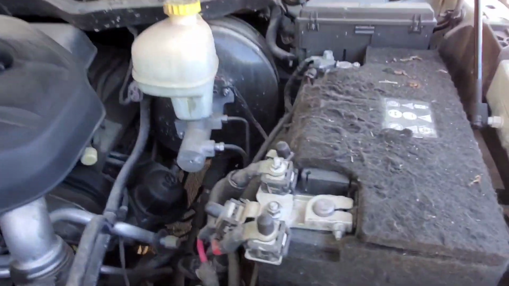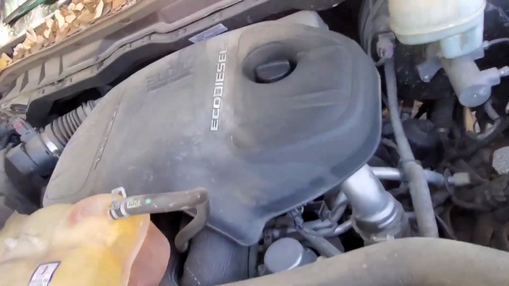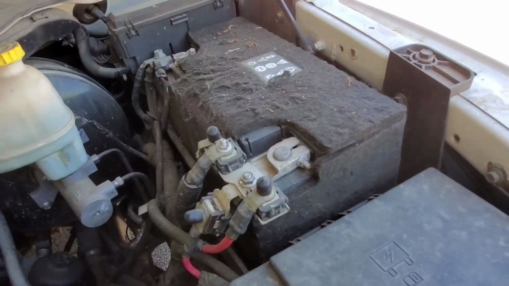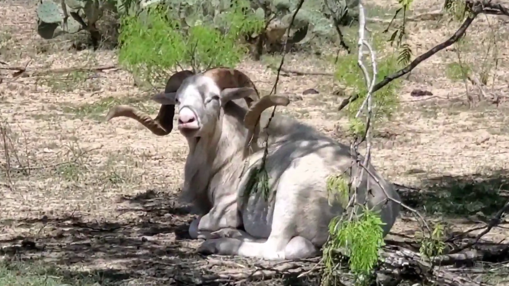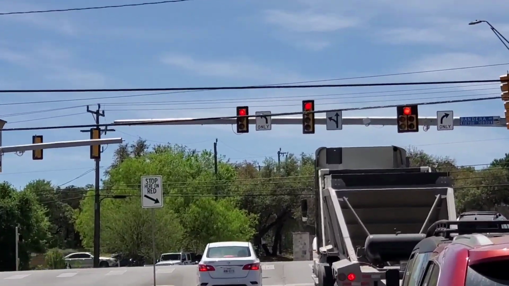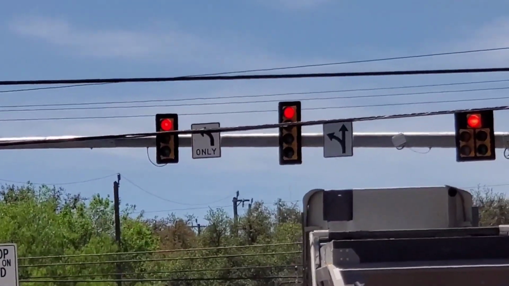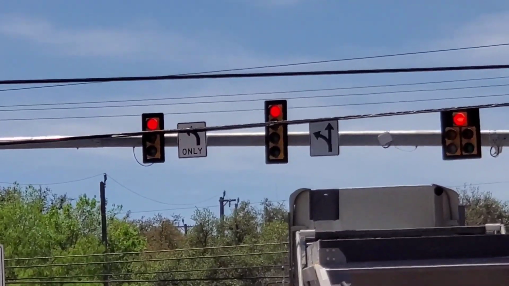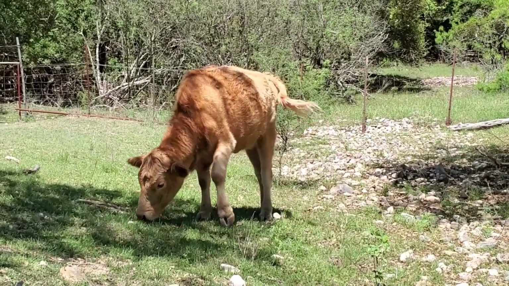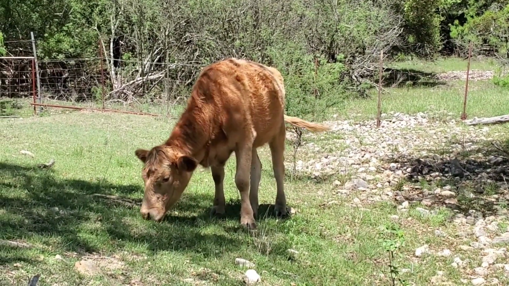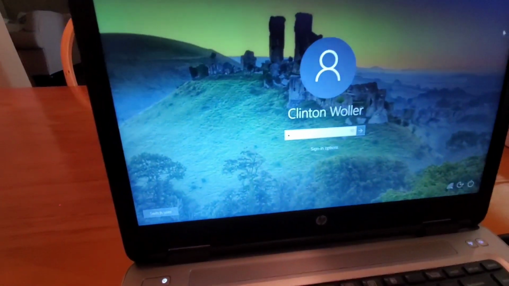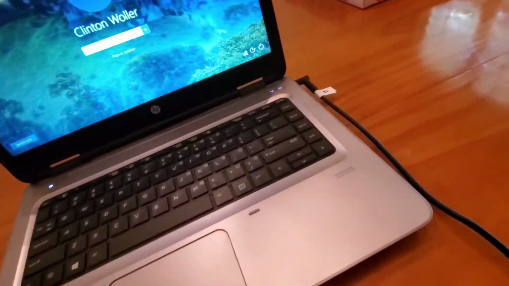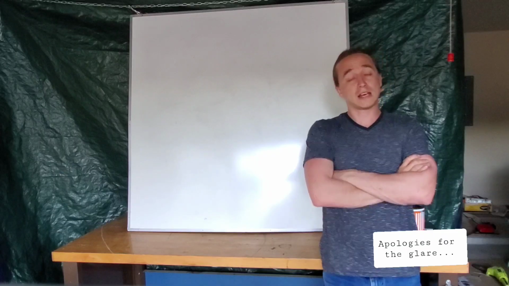Yeah, that's definitely a battery. Yup, definitely got electricity in there. That's a diesel, but yeah, that's the battery. For sure, electricity. Is there electricity in that ram? No, because that's a sheep. What do you guys think about those traffic lights? Yeah, they got electricity, for sure. What about in that cow? Nope, that's a cow. What do you think about my laptop? Yep, electricity, for sure.